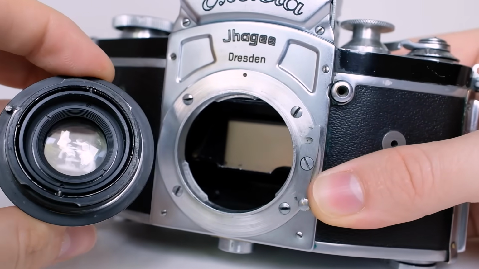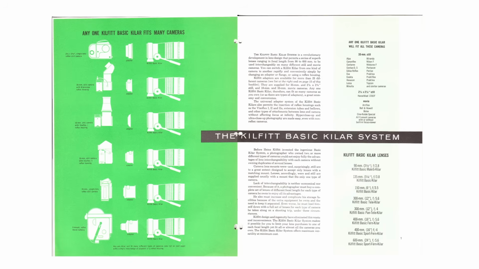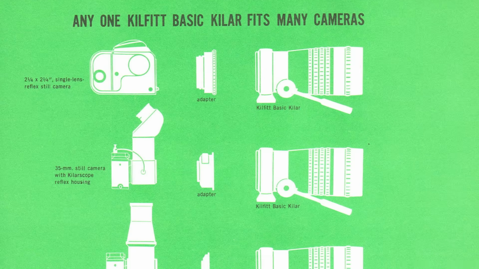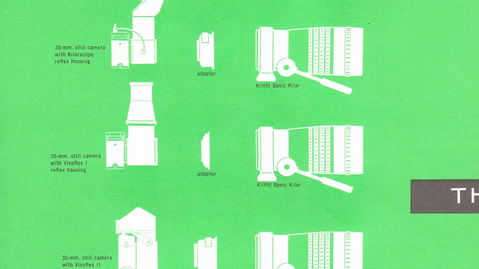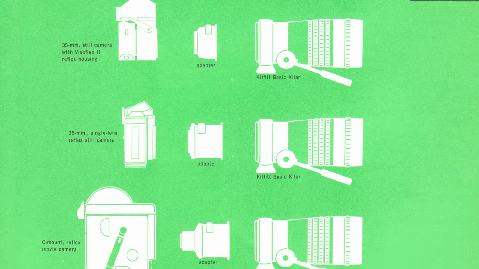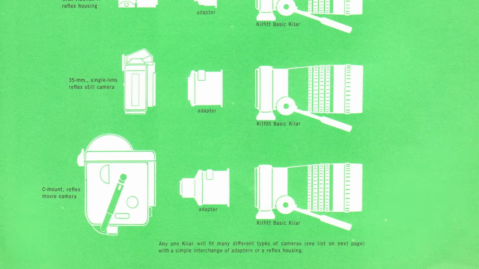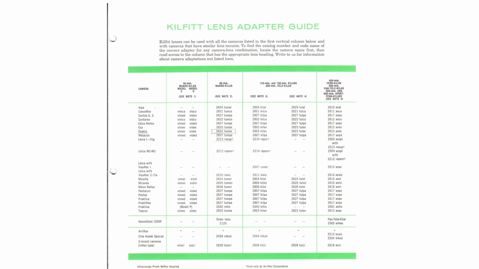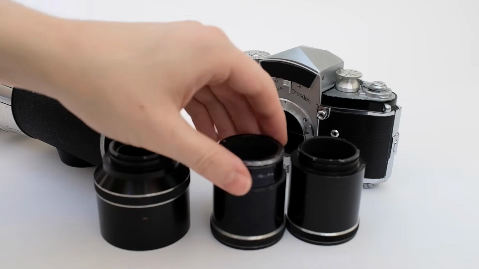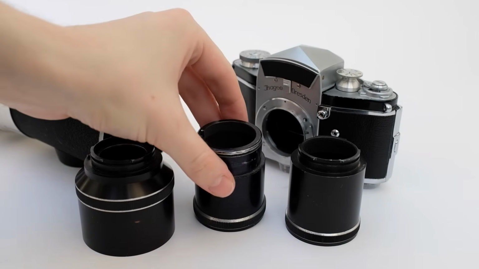And the fact is that Kilfitt telephoto lenses were all sold like this, and you would have to buy a special adapter which would adapt the particular lens to your particular system. Whether this be Alpa, Arriflex, Nikon, Visiflex 1, Visiflex 2, C-mount, or whatever. And each adapter has its own codename, and there are various tables where you can look up the adapter you need.